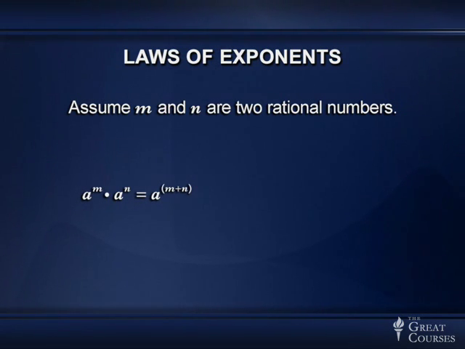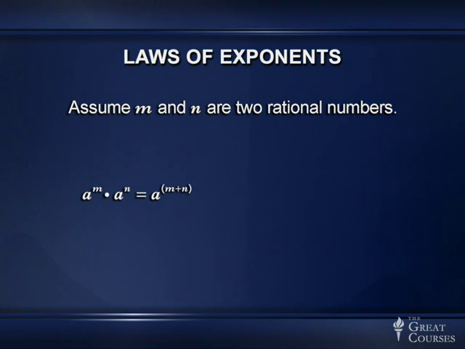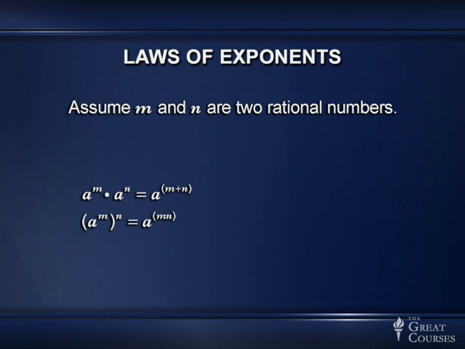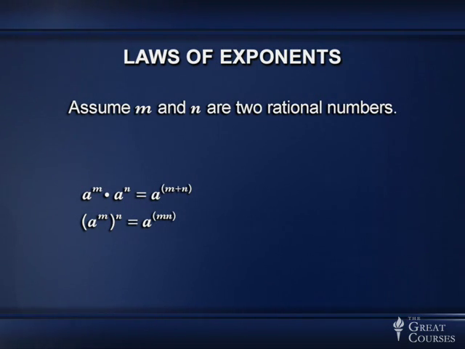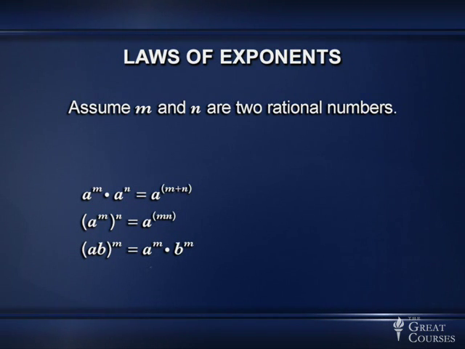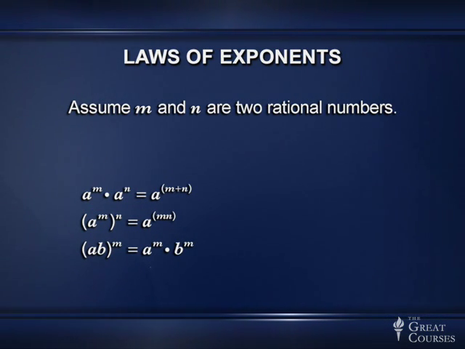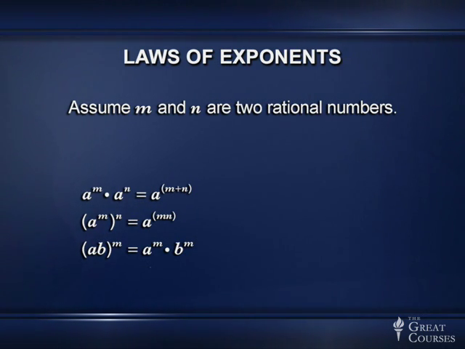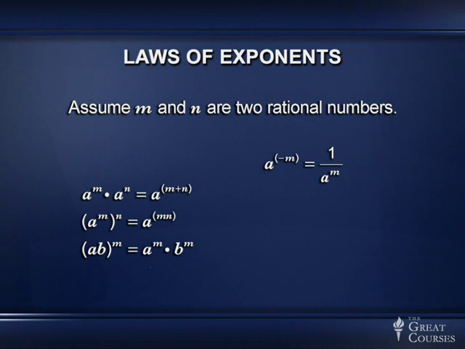First, if you take a to the m times a to the n, it's the same as a raised to the m plus n. Secondly, if you have something like a to the m and you raise that to the nth power, then it's the same as raising a to the m times n. Also, if you have a product like ab raised to the m, it's the same as a to the m times b to the m. And a to the negative m power is the same as 1 over a to the positive m power.